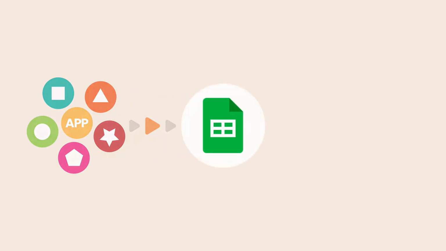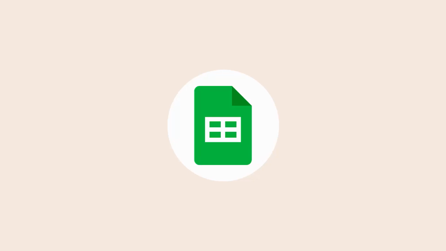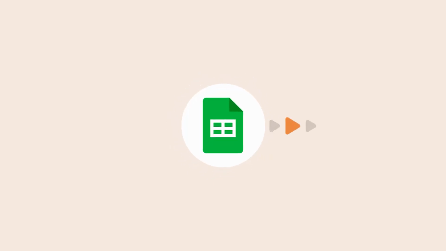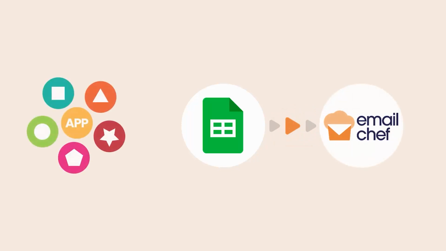Is your website, app, or another system connected to Google Sheets? Or do you use Google Sheets directly to collect emails and data from your contacts? In either case, you can connect your Google Sheet to an Email Chef list with just a few clicks. All the data in the sheet will be automatically synced to Email Chef, ready to be used.